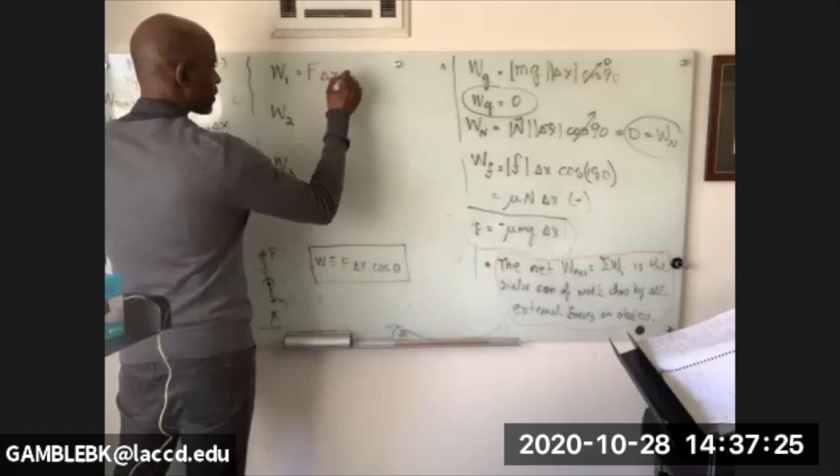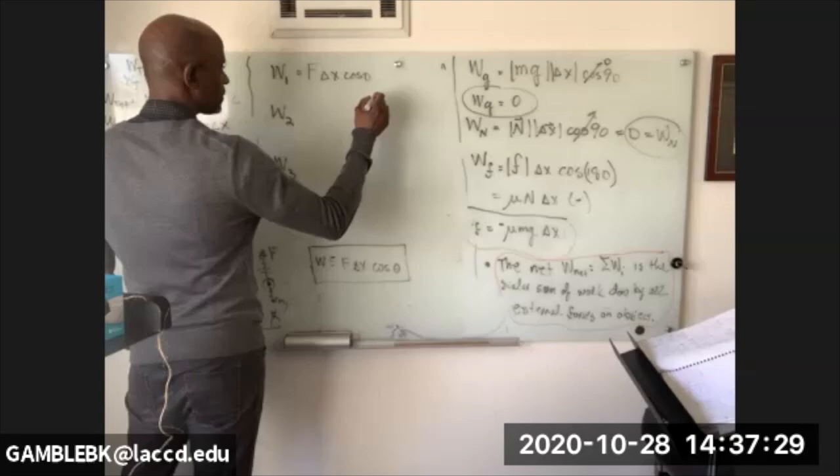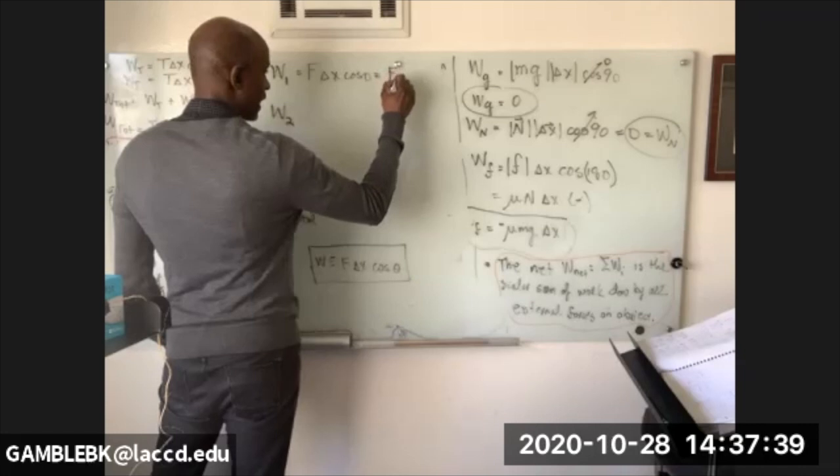So go ahead. It's going to be force times delta x cosine of 0. And what's the cosine of 0? Cos 0, sine, cosine. 1. 1, yeah. So this will reduce to F times delta x.